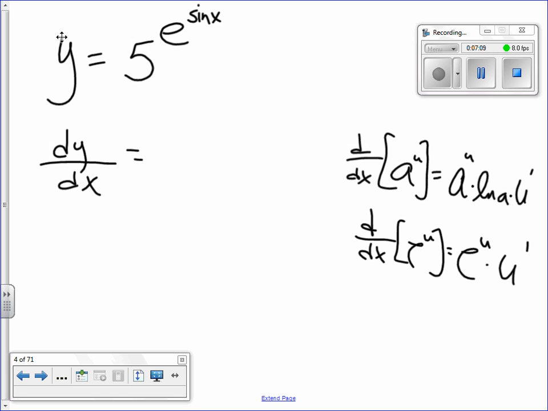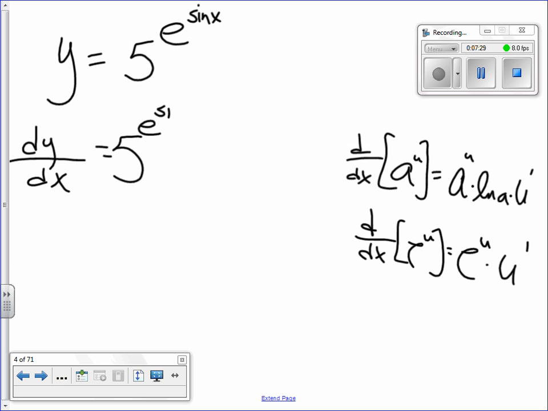Is this whole thing an a to the u or the whole thing an e to the u? You gotta look at the whole thing. It's an a to the u. So we're gonna start out with the a to the u rule. First factor of our derivative, you just copy. So the derivative is 5 raised to e to the sine x.